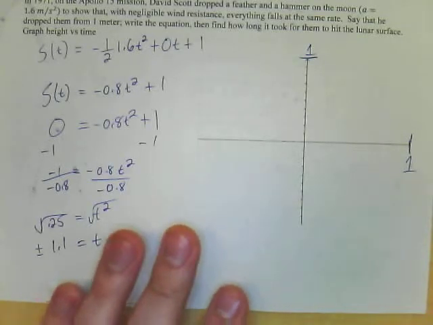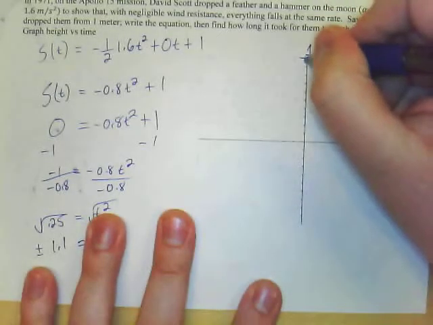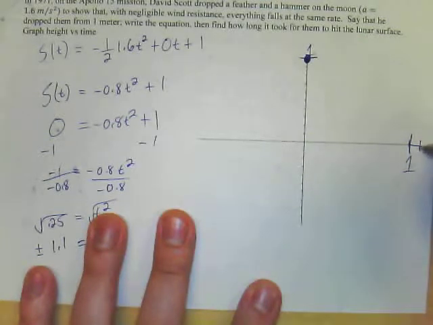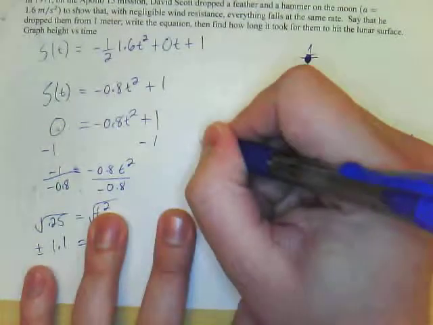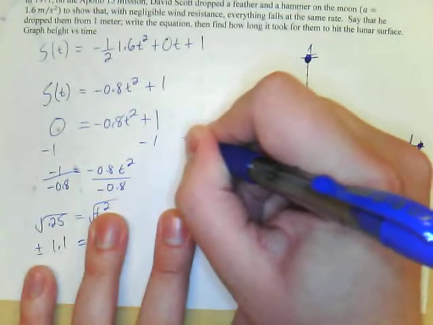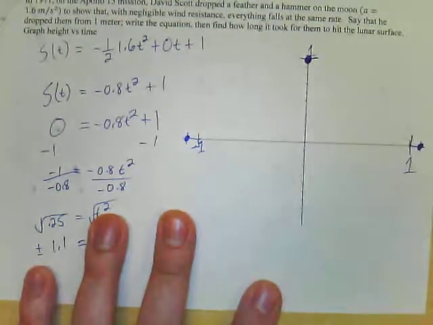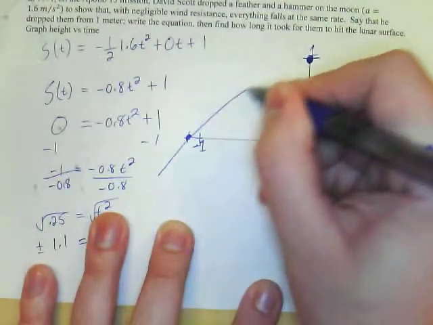So then the y-intercept is 1, so that's going to be up here. And then the t-intercepts are 1.1. So we'll just extend this on a little bit more. So we hit the ground 1.1 seconds after being dropped, and then also 1.1 seconds before being dropped. So this would be -1 here. And then it's going to look something like this.